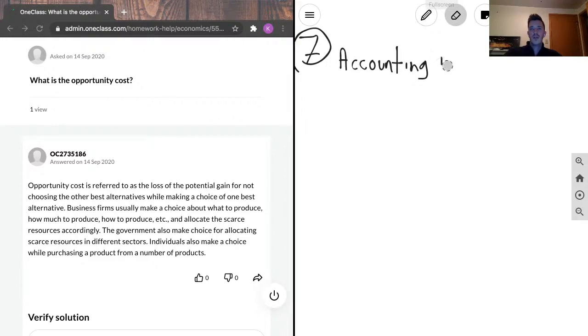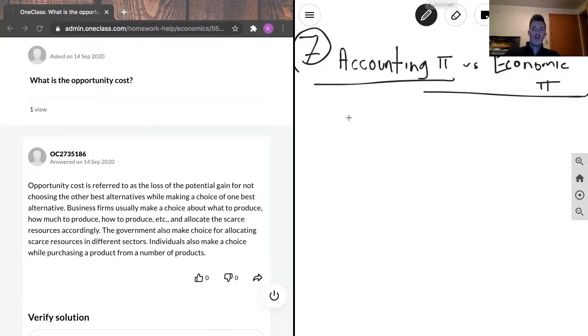Here I use the symbol pi to denote profits. So this is economic profits versus accounting profits. So for accounting profits, I'm going to denote those pi A. And accounting profits are going to equal total revenue minus total cost.